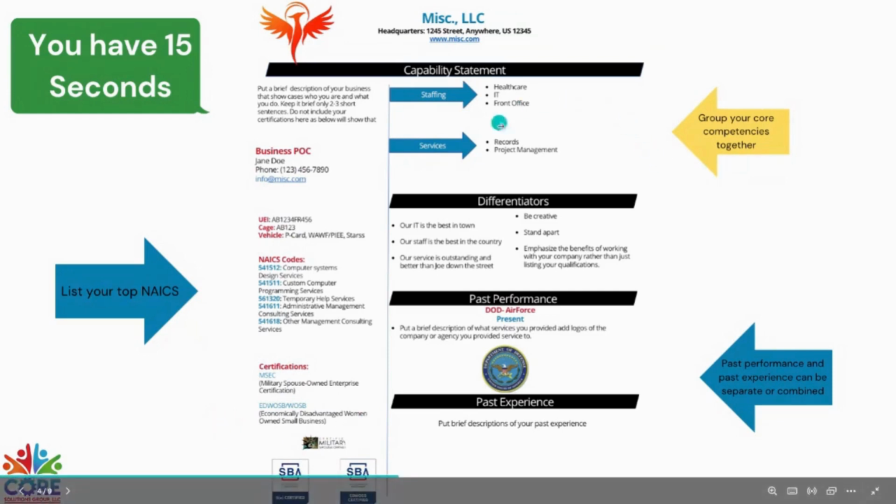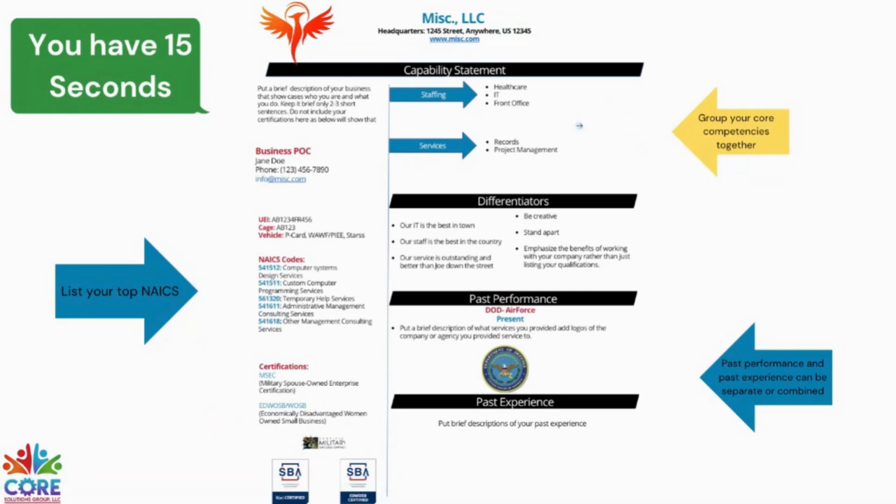And then group it. Some of us can do more than a few services, like administrative, and you can still group it, like I have here, with staffing and then other services. Try and group them together. Differentiators.